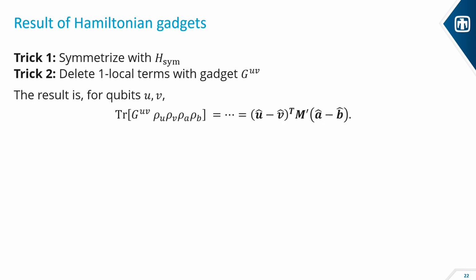And so what we're left with after these tricks 1 and 2 is that if we want to interact qubits U and V, we apply this gadget, and we get this expression that is a single term rather than many terms. And it has some similarity to what we saw with our example. There's clearly an inner product going on.